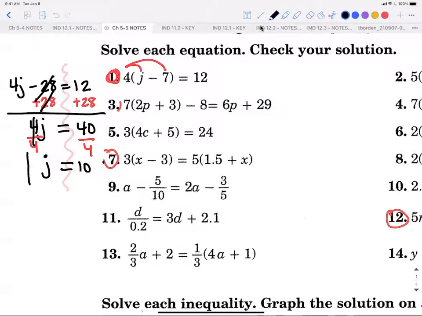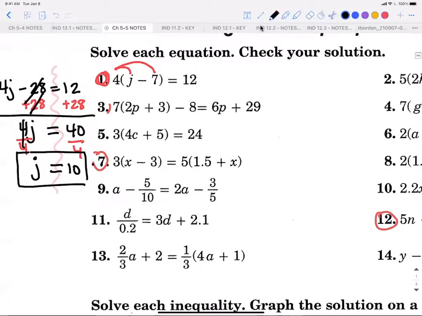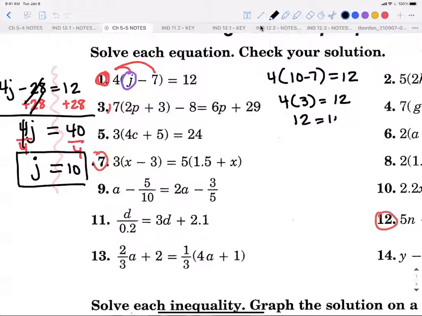So our answer is j equals 10, but now we have to check. I'm going to go over to where my problem was, and where there was a j, I'm going to plug in a 10. It would look like this: 4 parentheses, 10 minus 7 equals 12. Inside the parentheses, let's reduce that before we do anything else. 10 minus 7 is 3. What's 4 times 3? Woohoo! Our check checks. Our answer is j equals 10, and our check confirmed it was the correct answer.